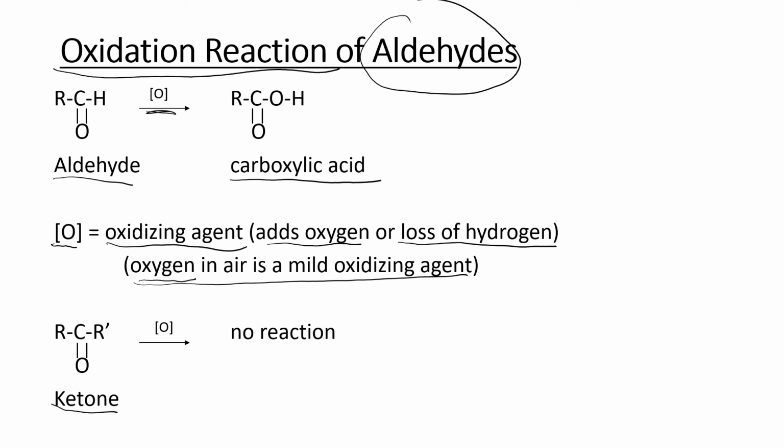As a review, a carboxylic acid is a carbon with a double bond to oxygen, and that's attached to an oxygen bonded to a hydrogen, or a hydroxyl group. So I do want you to remember that aldehydes, when they react with an oxidizing agent, will form carboxylic acids. Ketones, however, do not undergo oxidation, so there is no reaction.